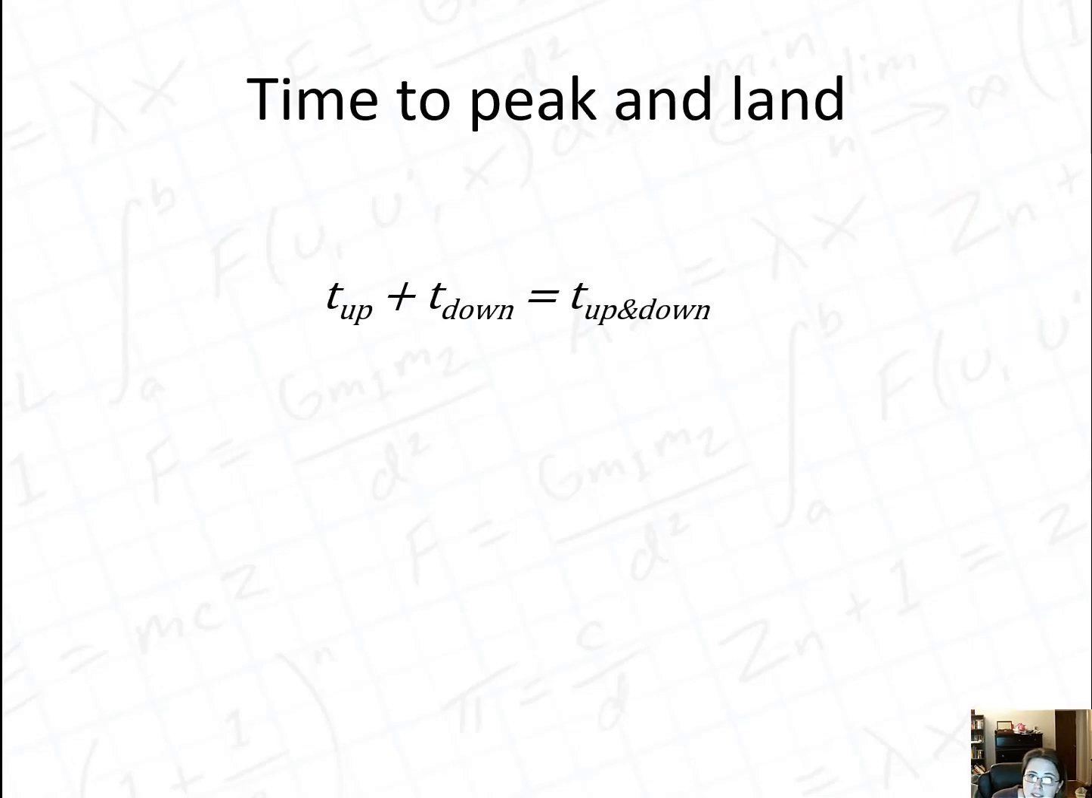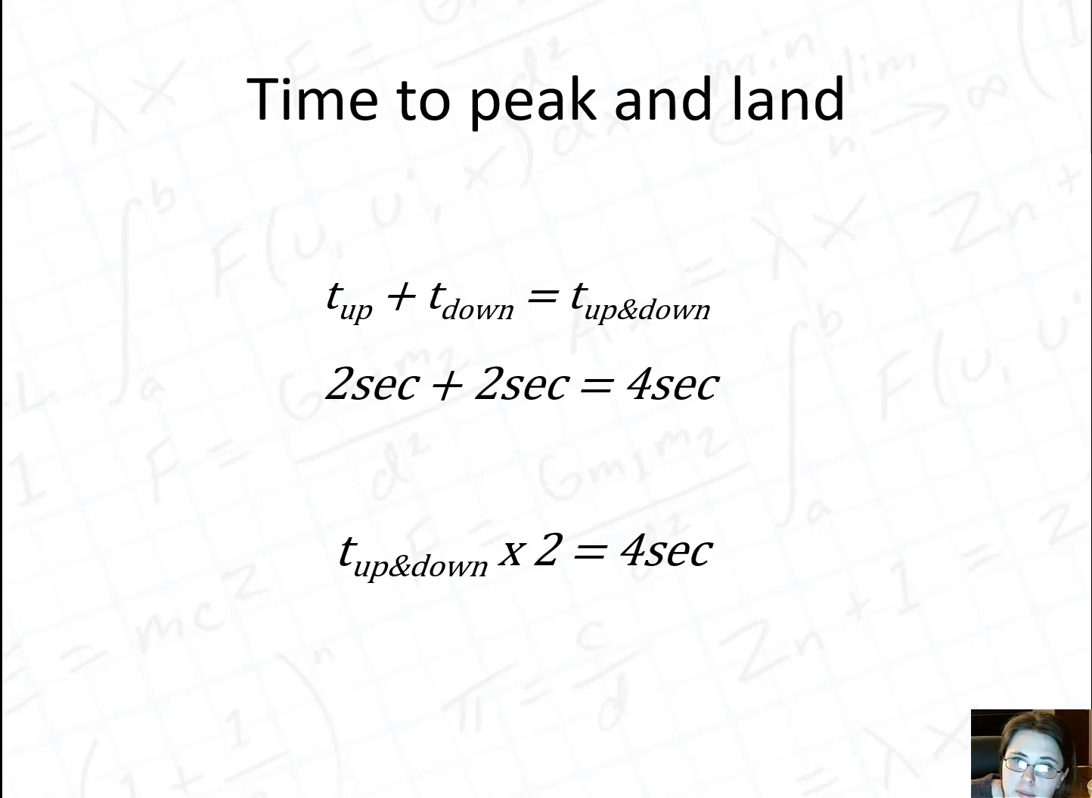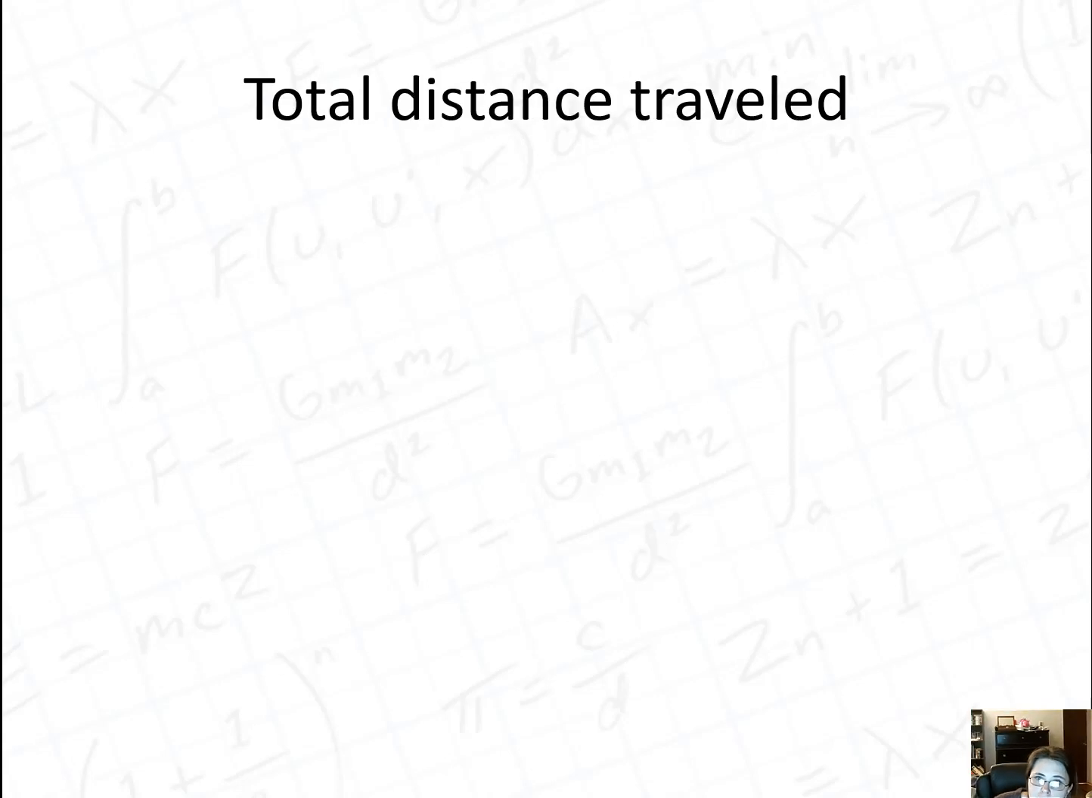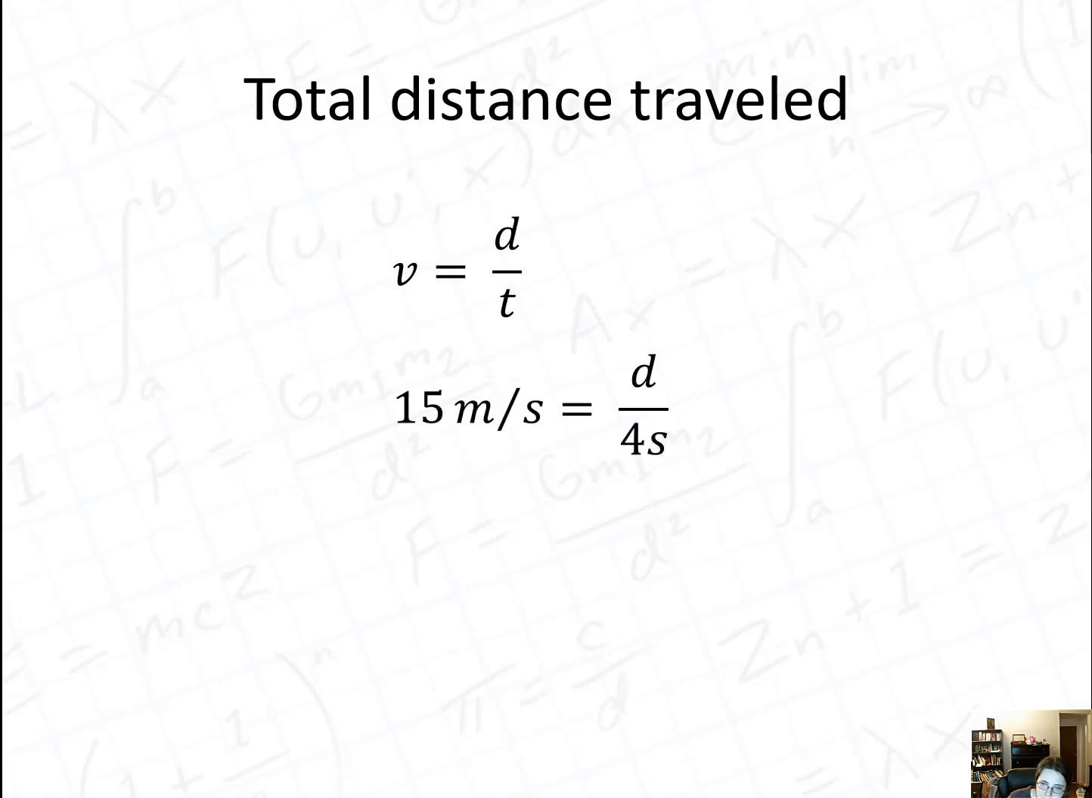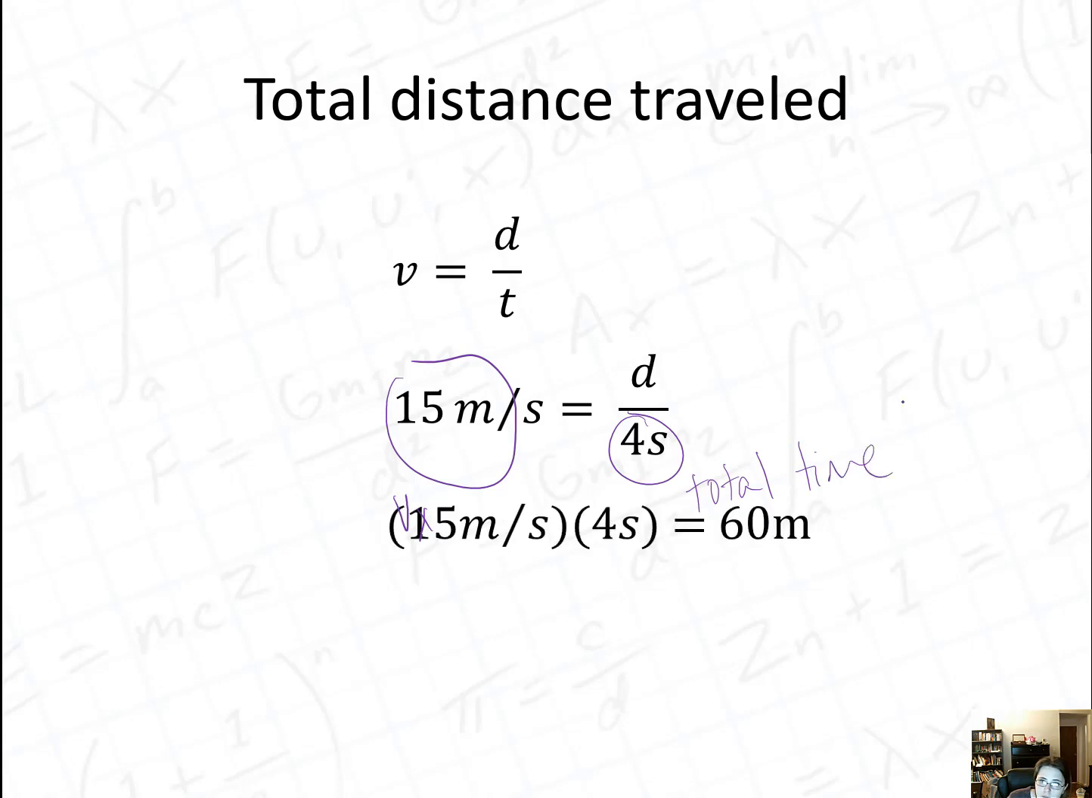The time to peak and land is the time up plus the time down is equal to the time up and down. So it's 4 seconds because it's just 2 seconds plus 2 seconds equals 4 seconds. And the total distance traveled is v equals d over t. We used that 15 meters per second, which is Vx, and that's distance divided by the total time. And we get 60 meters in the horizontal direction.